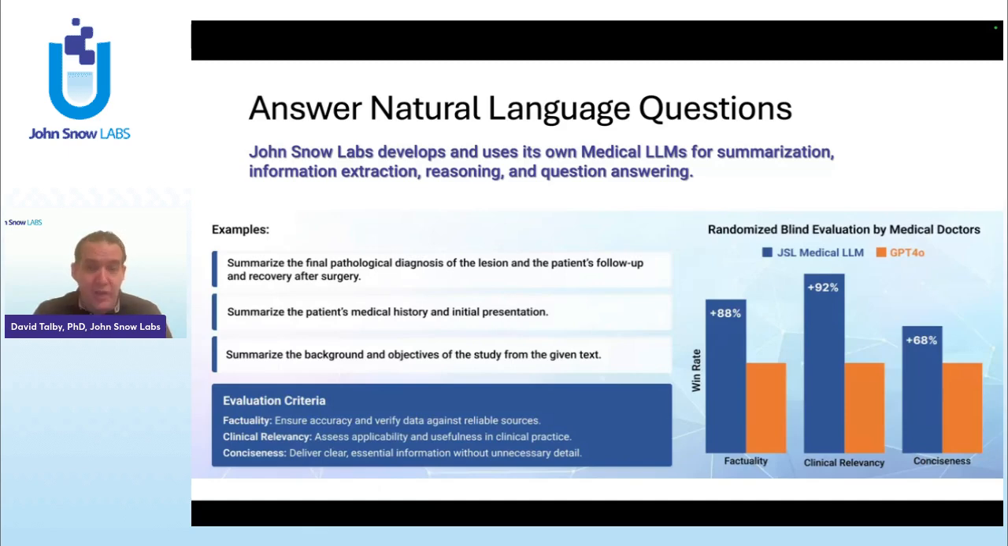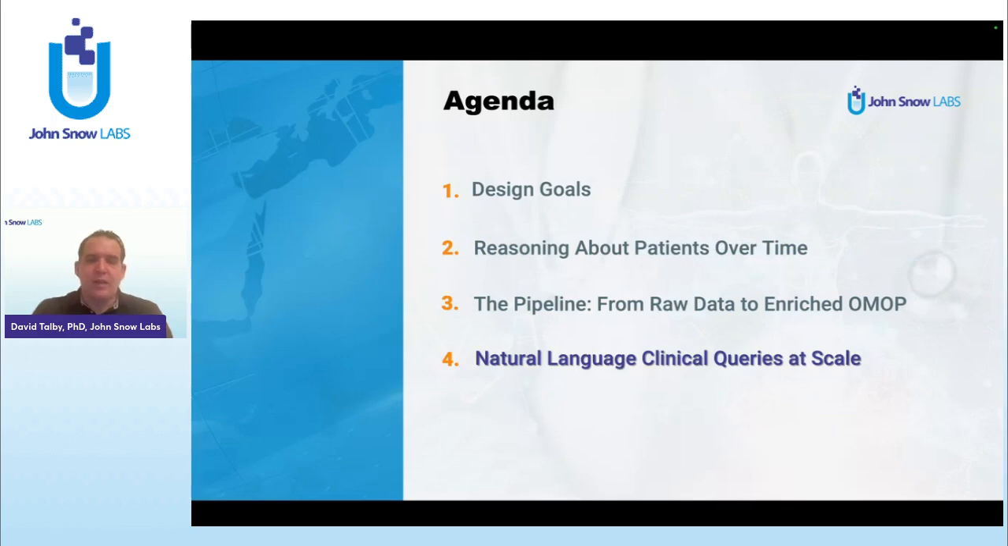And we ask medical doctors to blind pick who they prefer, right? So the options are: I prefer model number 1, model number 2, they're both equal, or I hate both of them. And as you can see here, the Johnson Labs model wins at almost a 2-to-1 ratio on all of these dimensions. So this is the basic pipeline.